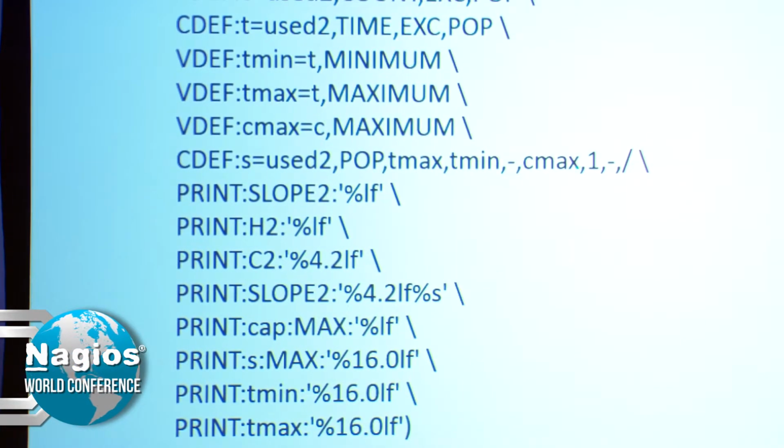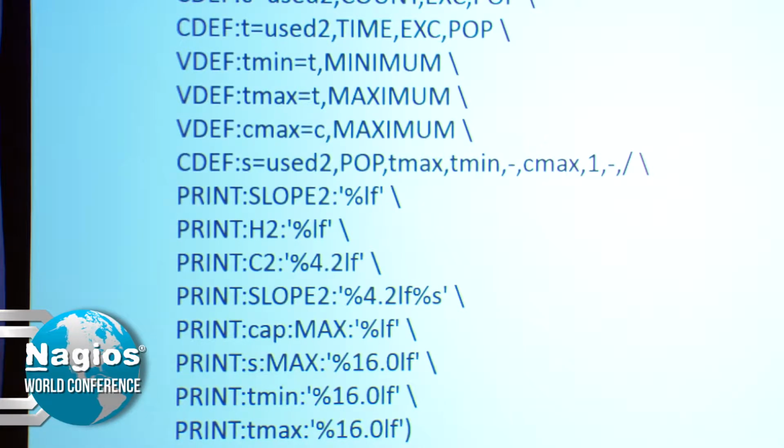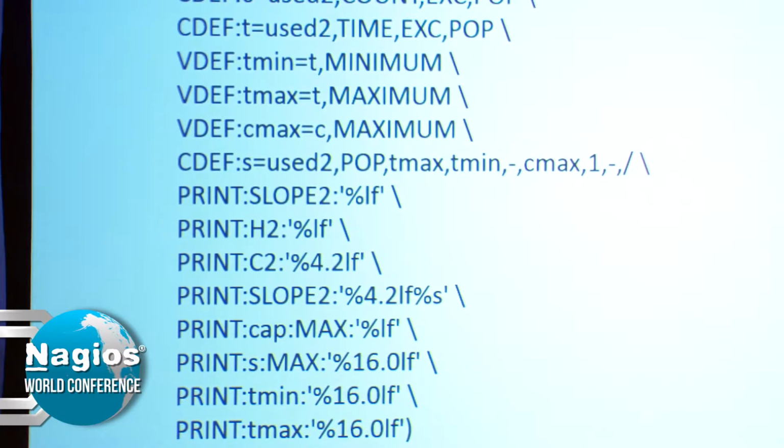It's not zero-based, so we subtract 1 from the count. So we get an actual number of steps, and we divide by that. And now we actually have the actual step size, which is great.